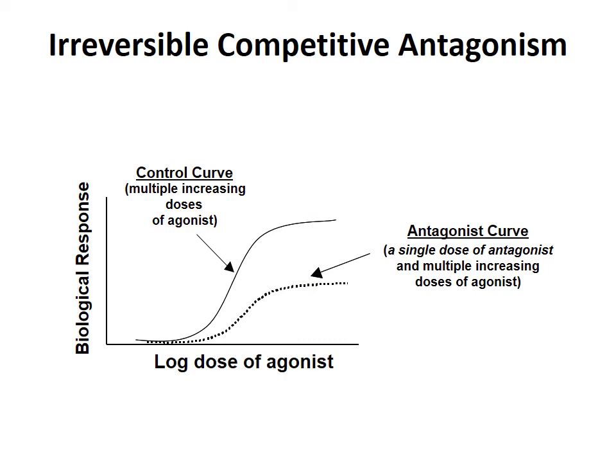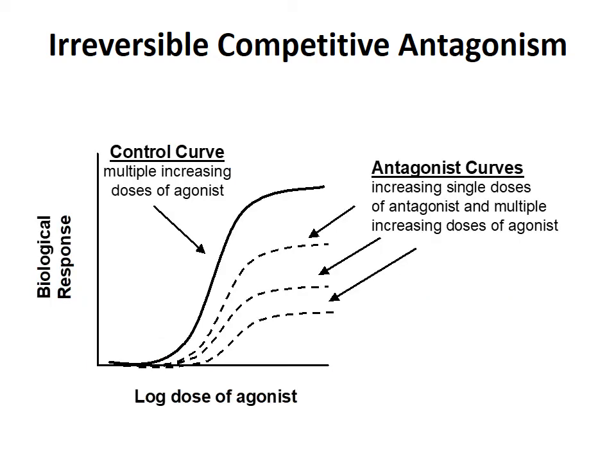Remember, with the reversible antagonist, we were still able to achieve the maximum biological response. We just had to give more agonist than normal. But with the irreversible, in many cases, we cannot achieve the same maximum biological response. That'll be diminished to some extent. So if I did that in more experiments, if I added even more antagonist, the maximum response should go down even lower.